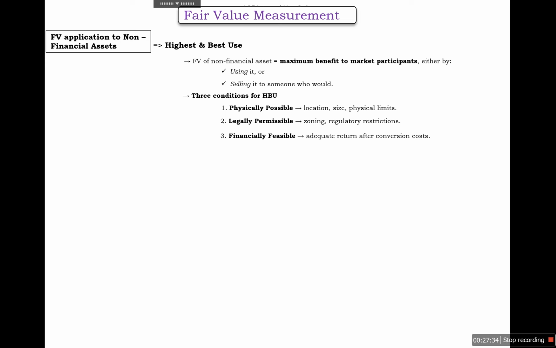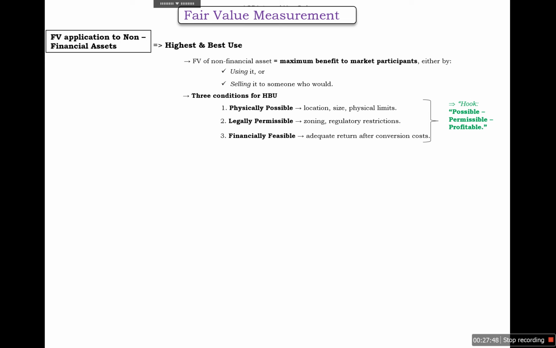So there are three conditions for the highest and best use: physically possible, meaning the location of the asset, the size of the asset, and any physical limit on the asset; the use should be legally permissible, meaning the zone and regulatory restrictions we need to check; and financially feasible, meaning an adequate return after the conversion cost, etc. So we need to look at the 3 Ps: possible, permissible, and profitable.